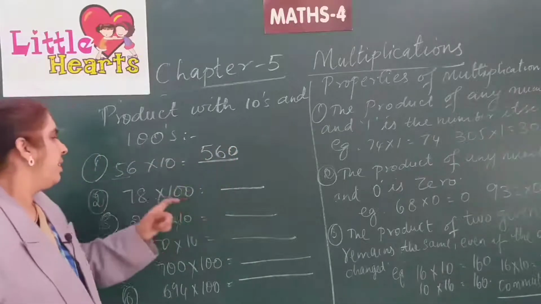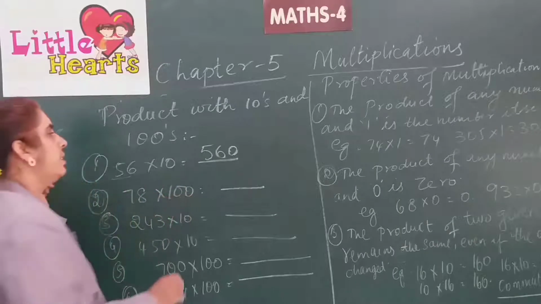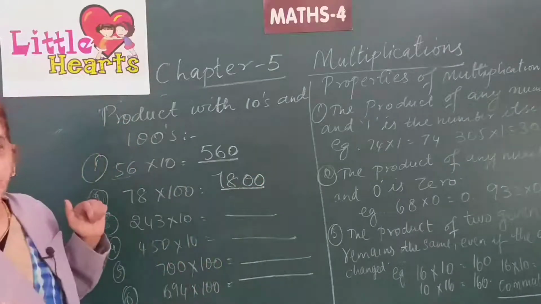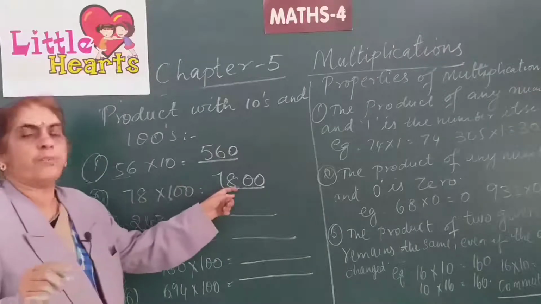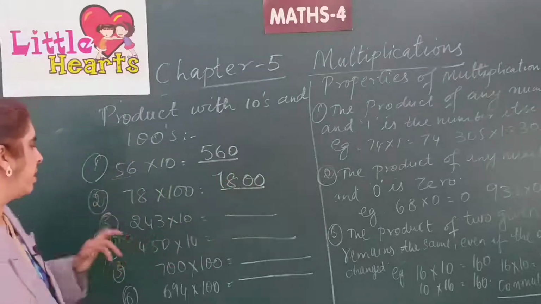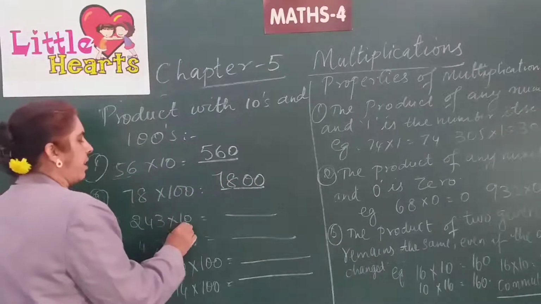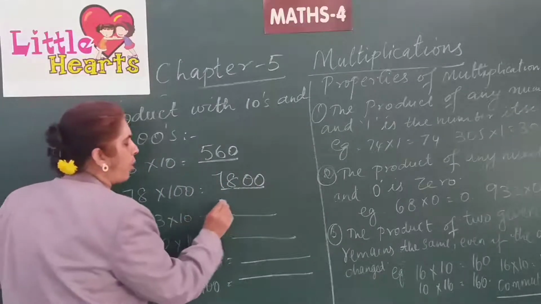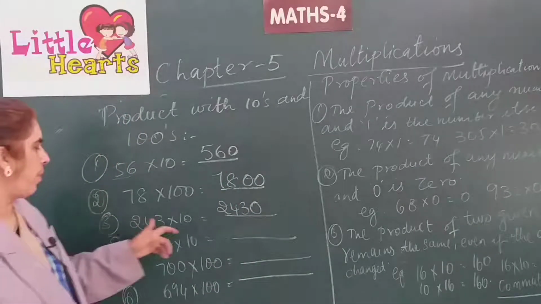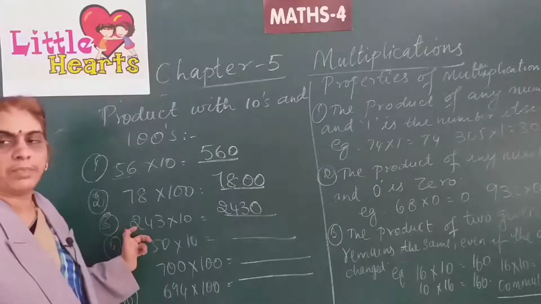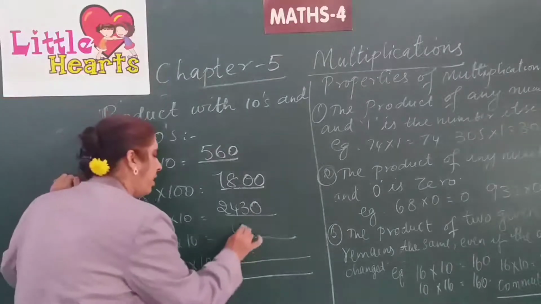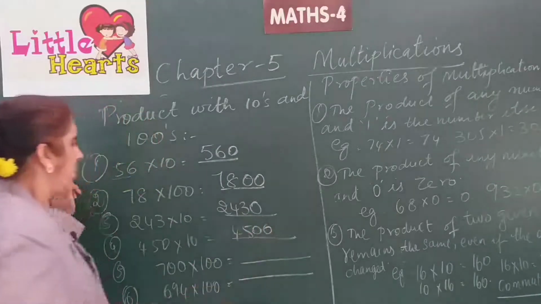560 is the product. 78 into 100. 78 followed by 2 zeros. When you multiply a number by 100, the given number followed by 2 zeros will be the answer. 7800 will be the product. 243 into 10. Even if it is a 3-digit number, just put a 0 in the ones place. That is the product of 10 and any other number. And 450 into 10. 450 followed by 1 zero.